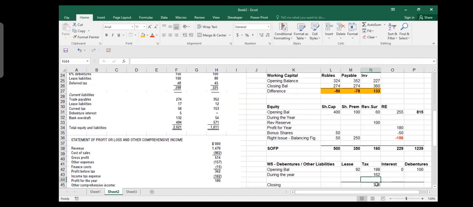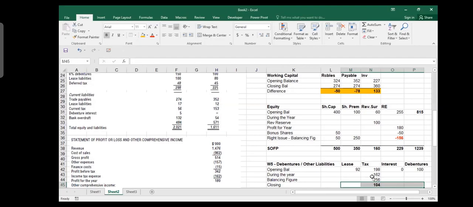So what is the difference? 360 minus 104. Can you tell me? 256. So this is what you have paid in the form of taxes. Okay. Is it clear? Yes, sir. Okay, so tax is clear.